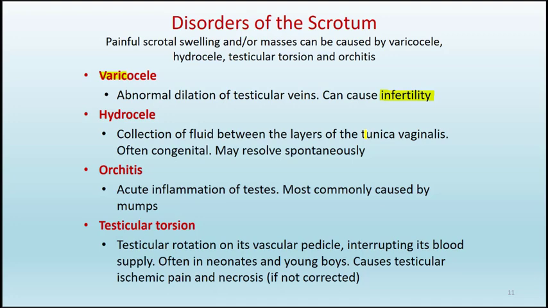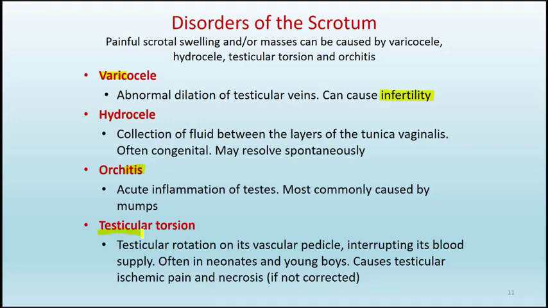Orchitis, this is acute inflammation of the testes, so the itis here refers to inflammation. It's most commonly caused by mumps. The virus that causes mumps that infects the parotid glands can travel to the testes and lead to inflammation, pain, as well as infertility. That's one of the biggest concerns of mumps in males, that it could lead to infertility if it does make its way to the testes.